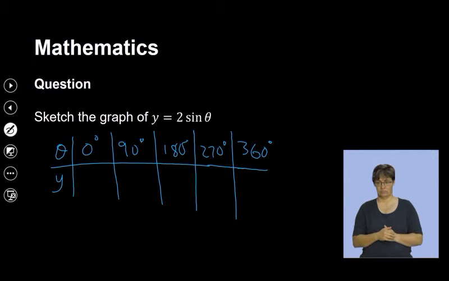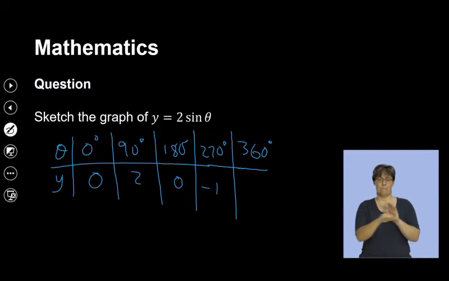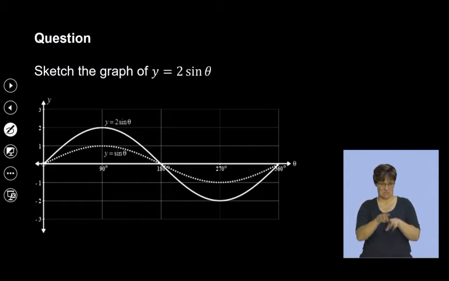And then you know that if theta is 0 and I have 2 sine 0 degrees, this will also be 0. That's the y value. If I have theta as 90, then it will be 2 multiplied by 1 because sine 90 is 1, which will give me 2. 180 will be at 0. 270 will be at minus 2, and then 360 will be at 0. In terms of a graph, this will look something like this.